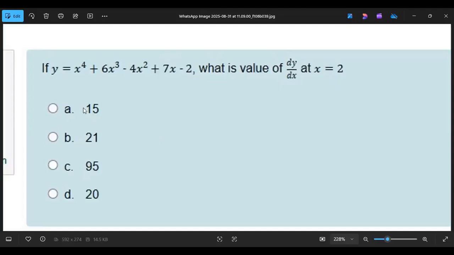Okay. Let's do it together. Let's know if the answer is 95 or not. Let's solve it together.